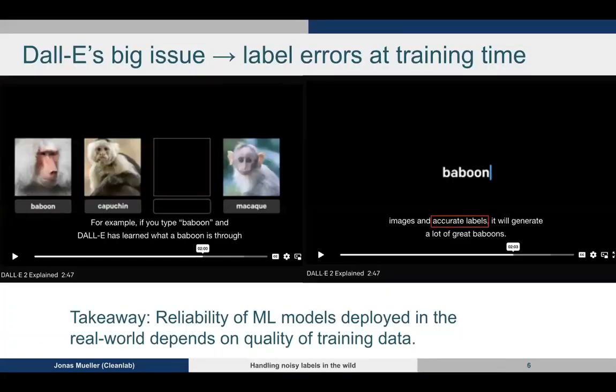And again, they emphasize in the demo that sometimes it generates great things if it was trained on decent quality images and a big data set, as well as accurate labels. And so, yeah, this is sort of common sense. The quality of the labels really matters when you're deploying models in the real world, and more generally, the quality of the training data.